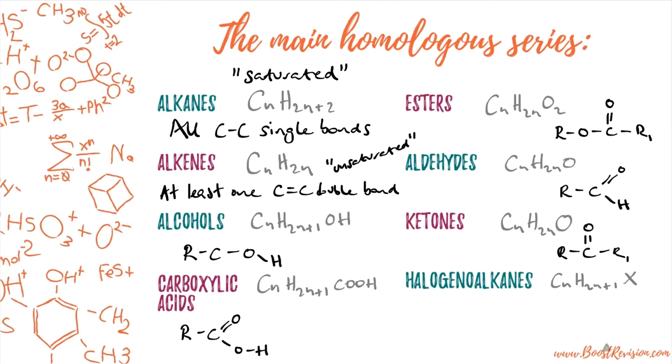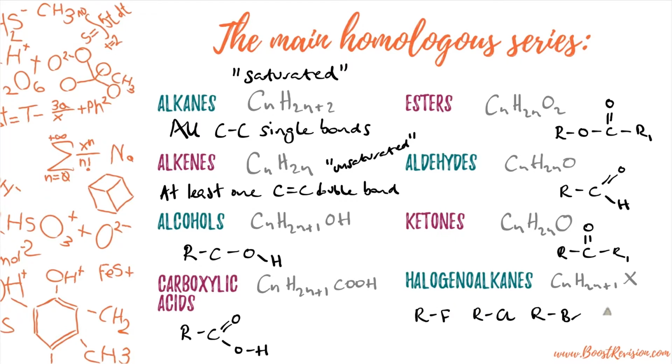Ketones again contain a carbon attached to an oxygen by a double bond, and that double bond O always exists in the middle of a carbon chain. So again, we write the ketones with 2 separate R groups to show that we can have 2 different carbon chains on either side of the C double bond O.